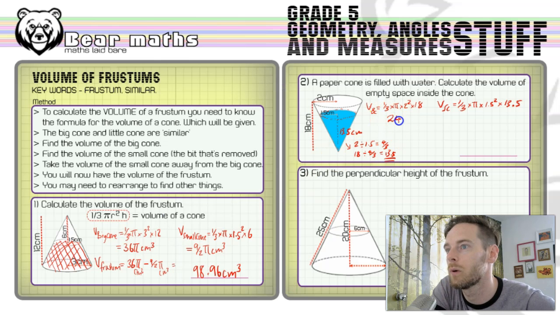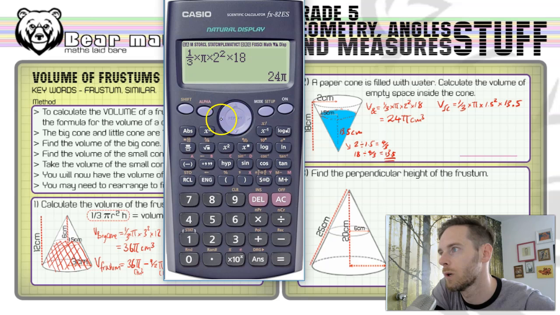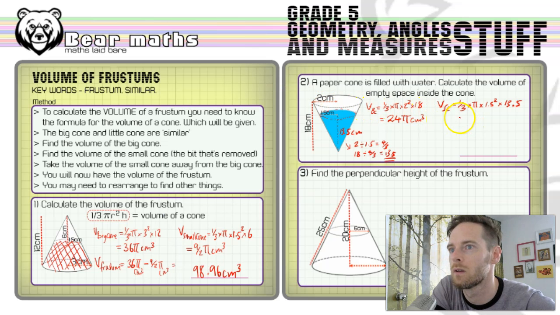Alright, 24 pi centimeters cubed for the volume of the big one. And the small one we can do a little bit quicker because we can just delete that, put that in, and then we can delete that, put that in. There we go. 81/8 of pi centimeters cubed. Keep it in terms of pi, no point faffing about there because we haven't finished things off yet.